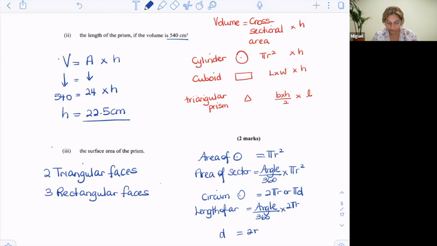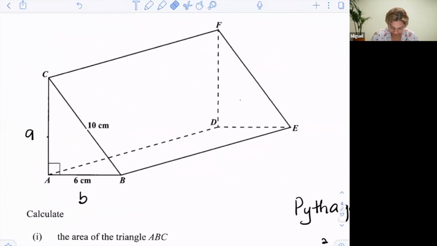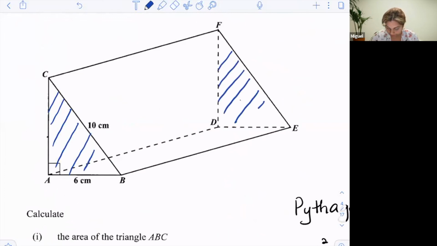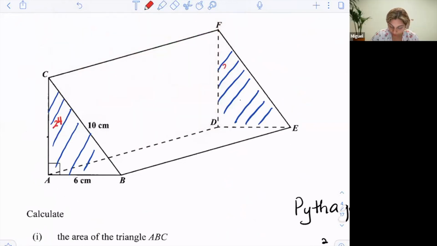All right, let us go back here. We're making this big here because we need to use this. Right. Here, this area is the same area here. You all agree? Yeah, miss. So this is 24. So this will be 24. So 2 triangular faces, 2 by 24, which is 48. So we have 2 faces already accounted for. The length here is 22.5.